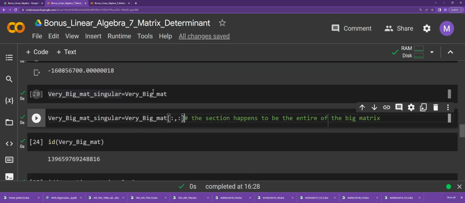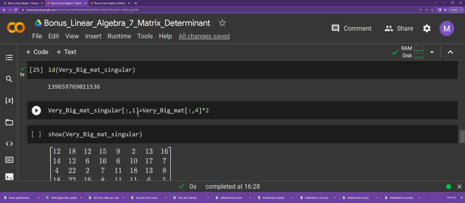Okay. So what I'm going to do is look at that. I'm going to say the very big matrix singular, all the rows in the first column equals the very big matrix, all the rows in the fourth column to be multiplied by 2. So synthetically, if you can call it, I'm trying to create a singular matrix.